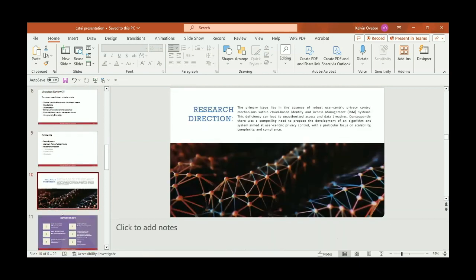What is the research direction? The primary issue lies in the absence of a robust user-centric privacy control mechanism within cloud-based systems and identity and access management systems. The deficiency of this can lead to unauthorized access and data breaches. Consequently, there is a compelling need to propose the development of an algorithm, and that's what this research is all about. The research is to propose an algorithm and system aimed at user-centric privacy control, which will focus on scalability, complexity, and compliance issues.